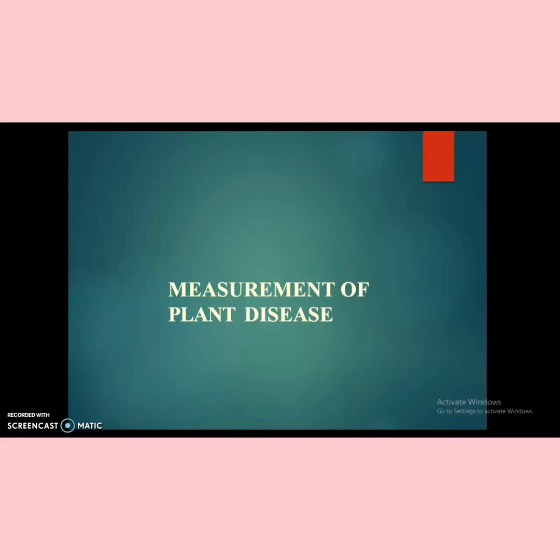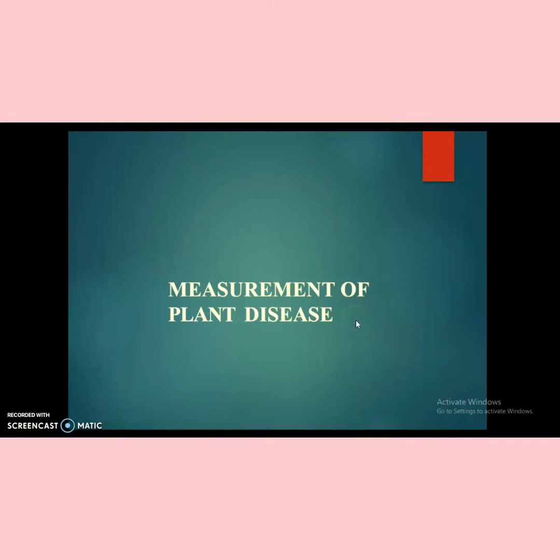In case of systemic symptom, the infection can be translocated from the point of infection to other parts of the plant, meaning it can move from one place to another. Then it is known as systemic disease or systemic symptom. An example is loose smut of wheat.